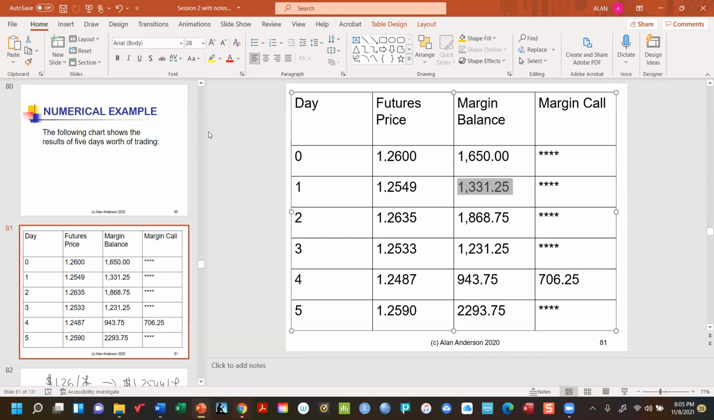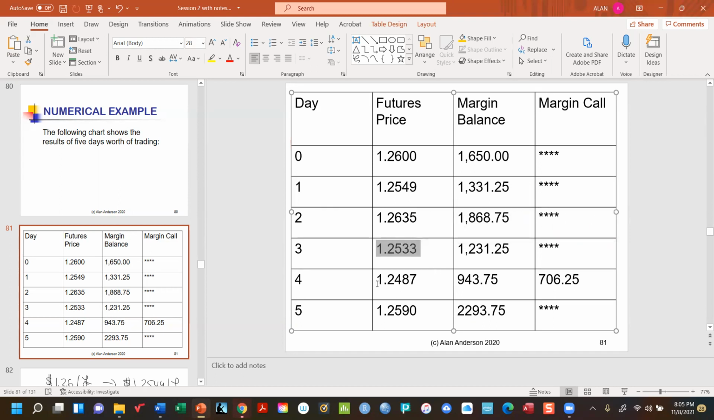The maintenance margin is $1,000. So as long as we stay above that, we're fine. Now the next day we actually make some money. Wow, we're happy. So now all of a sudden we gain back what we lost, and then we make some more, bringing our balance up to 1868.75. But then the next day, ooh, it goes down again.